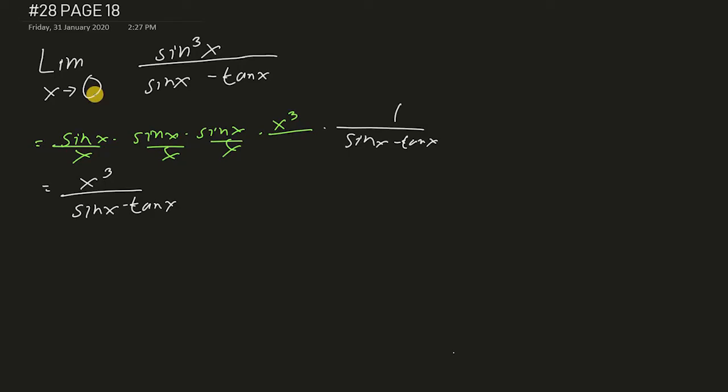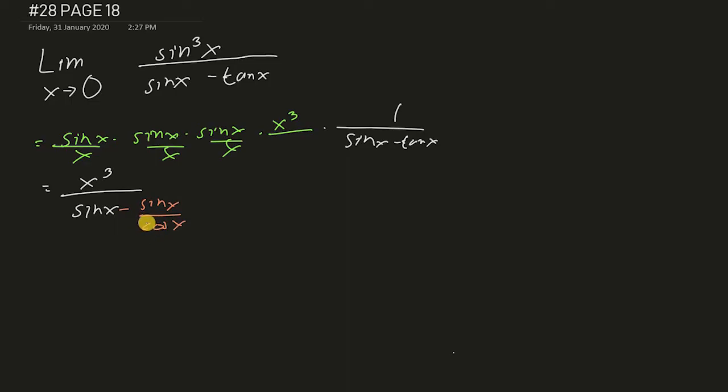Kapag in-evaluate natin yan, in-input natin yung 0, wala pa rin kasi sine x, guys, is 0. Tangent x is 0. 0 minus 0, 0. So, we have an indeterminate form. Hindi pa rin pwede. So, we need to do something out here. Itong tangent, guys, papalitan ko siya ng sine over cosine based on the quotient identity. So, let me just erase tangent x. Papalitan natin yan ng minus sine x over cosine x.